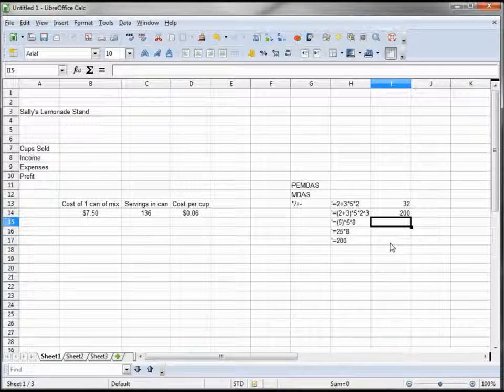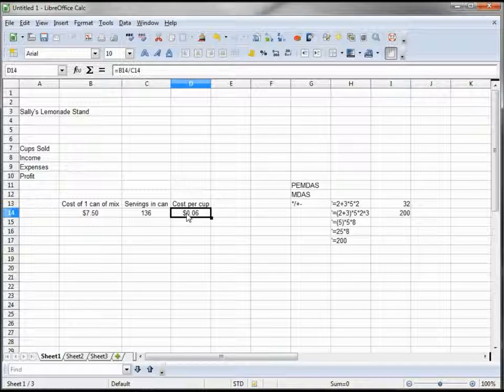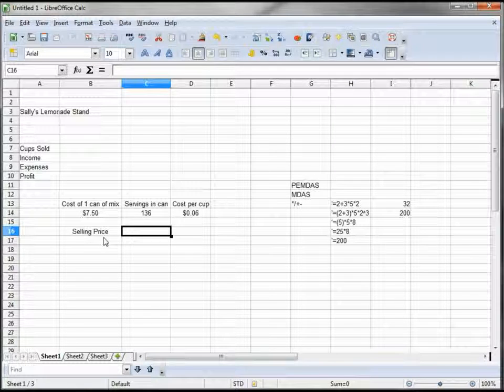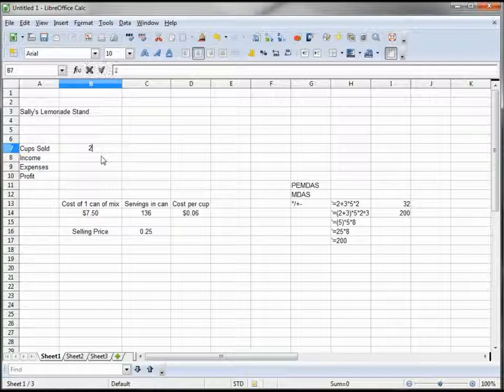Now let's get back to Sally's project. We've calculated that it's about 6 cents a cup, and we need to get her selling price. Let's say that she sells it for 25 cents a cup. So now she sells 22 cups on her first day there, and we need to calculate the income. So we say equals B7, which is number of cups, times her selling price, which is C16.